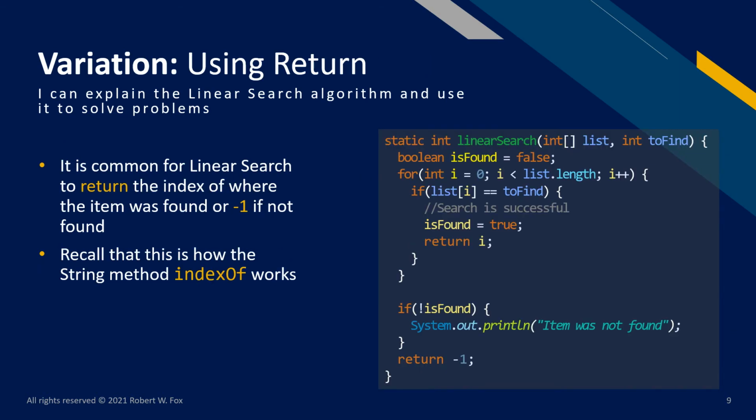Another common variation of linear search is to have the method return the location where the item was found. So previously we had a void method, now we're returning an int, and when the search is successful, we're returning the I variable, which is the index where we found the item. Keep in mind though that because we return from the method as soon as our search is successful, this will only find the first occurrence of the item we're looking for. In the end, if the item isn't found, we can return -1 as a way to signal that the search was not successful. This may remind you of the string method indexOf, because the indexOf method works this exact same way.